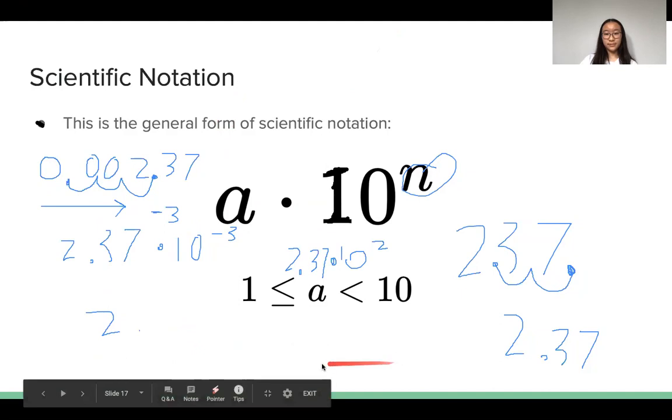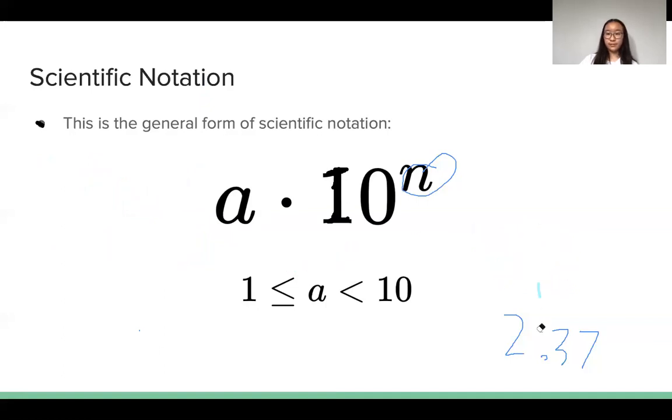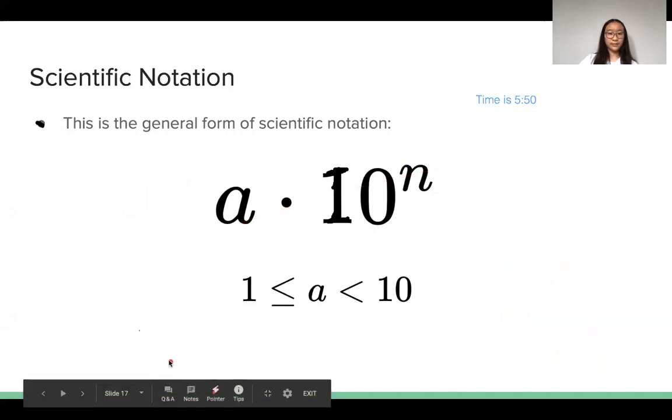Let's see. I'm going to get rid of all of this annotation. And now we're going to quickly run through a couple of problems. Don't want to take up too much time, but I want to make sure this makes sense.